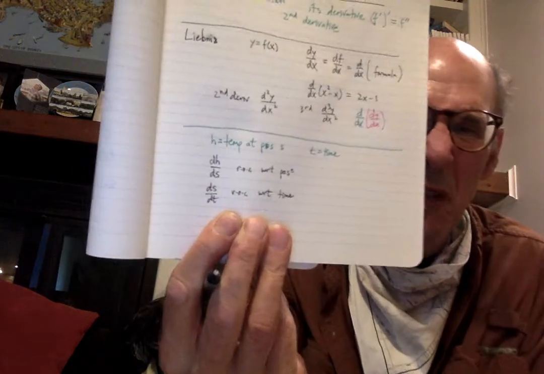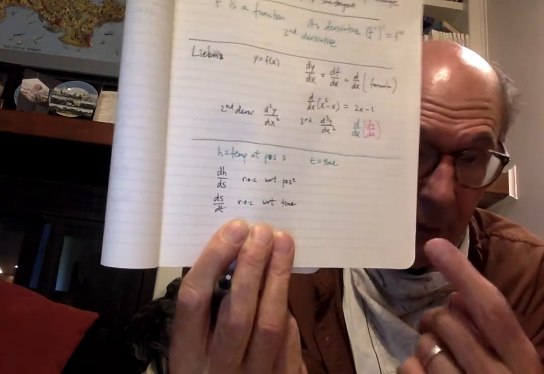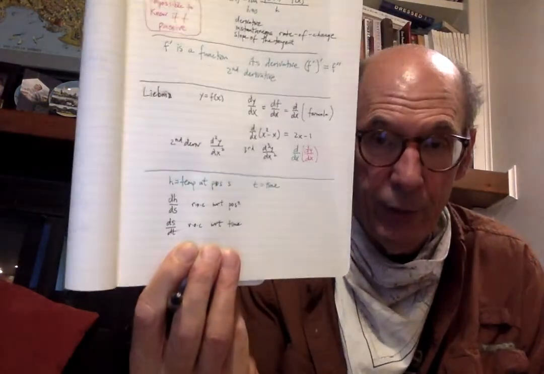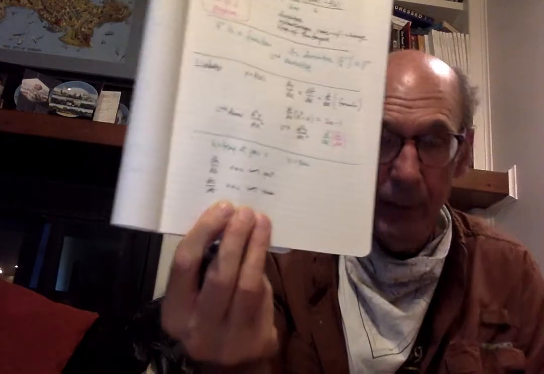So we've got dH by dS. That's the rate of change, I'm abbreviating that, with respect to position. And we've got dS by dT. That's the rate of change, I'm abbreviating that, with respect to time. So these are very standard notations, and ROC, rate of change, with respect to WRT. And the fancy Subaru is WRX. It's closely related, but not that bad.